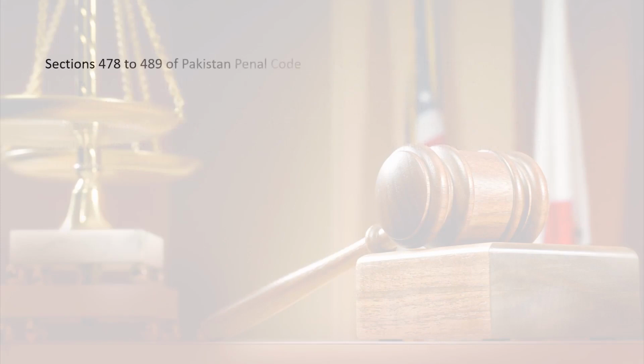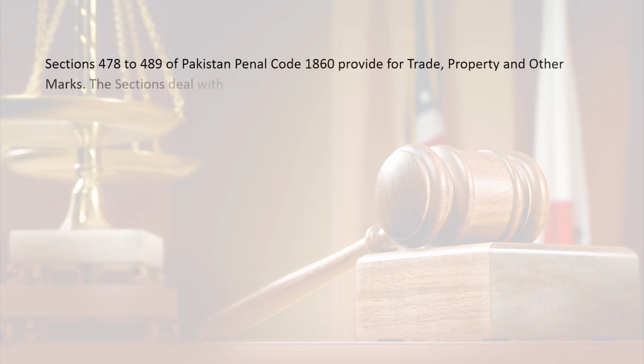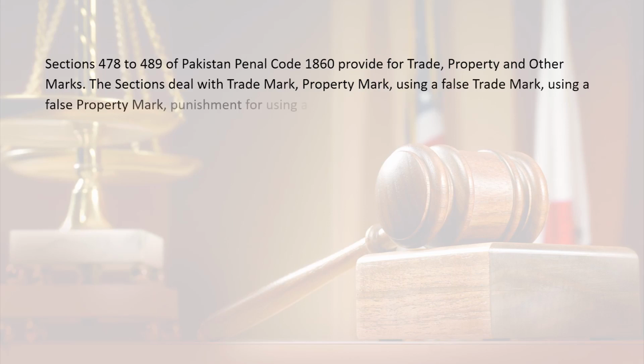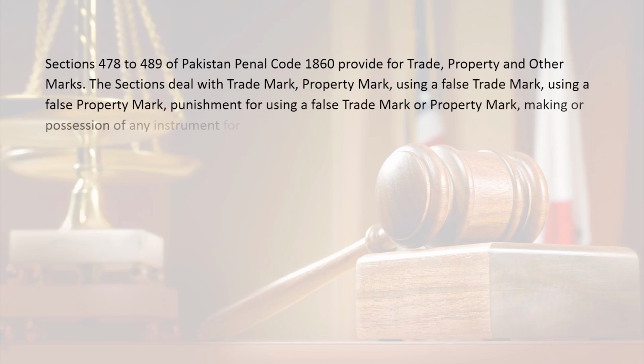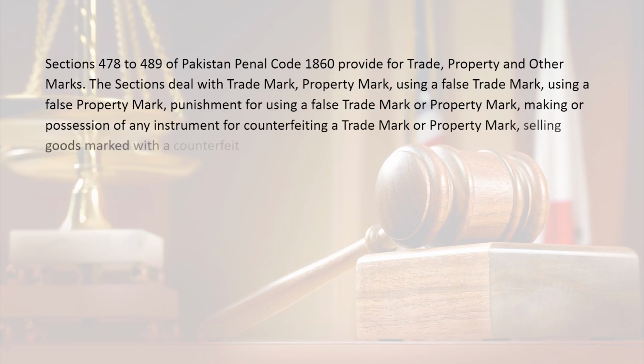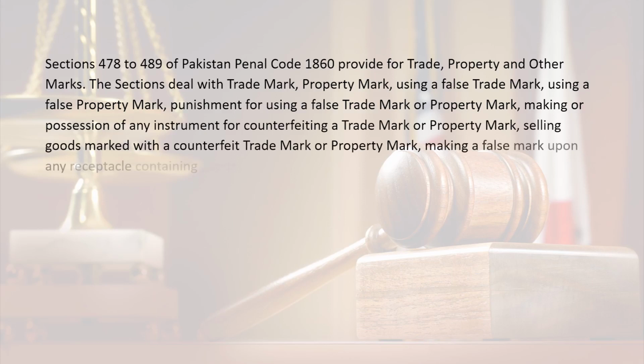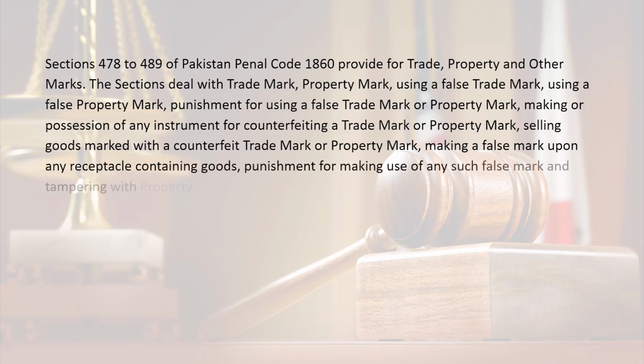Sections 478 to 489 of Pakistan Penal Code 1860 provide for trade, property, and other marks. The sections deal with trademark, property mark, using a false trademark, using a false property mark, punishment for using a false trademark or property mark, making or possession of any instrument for counterfeiting a trademark or property mark, selling goods marked with a counterfeit trademark or property mark, making a false mark upon any receptacle containing goods, punishment for making use of any such false mark and tampering with property mark with intent to cause injury.